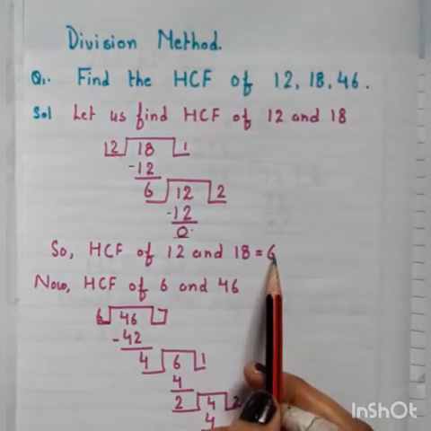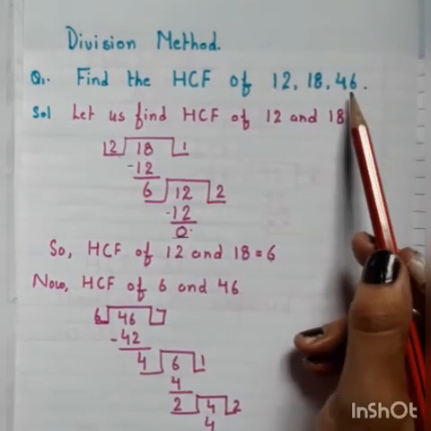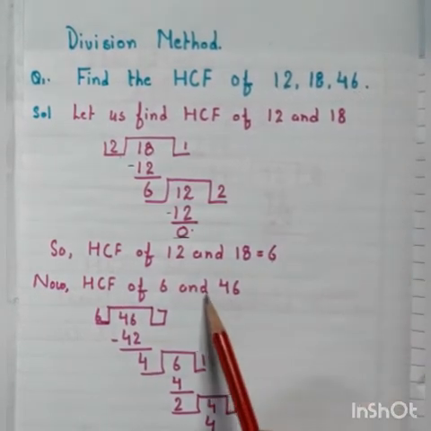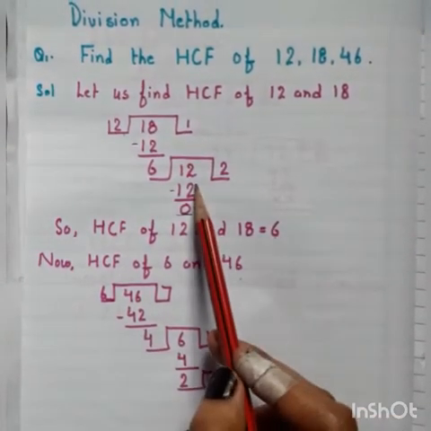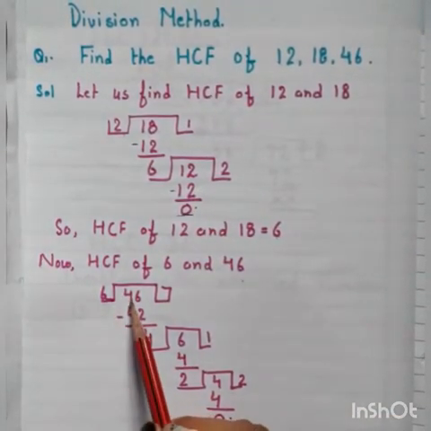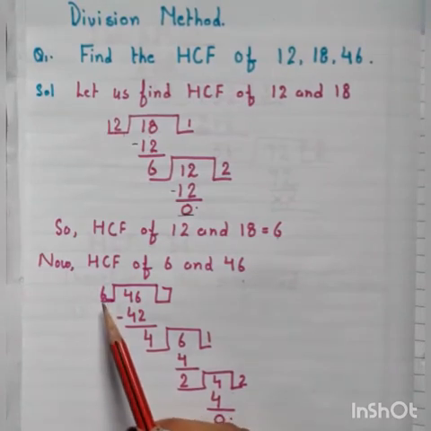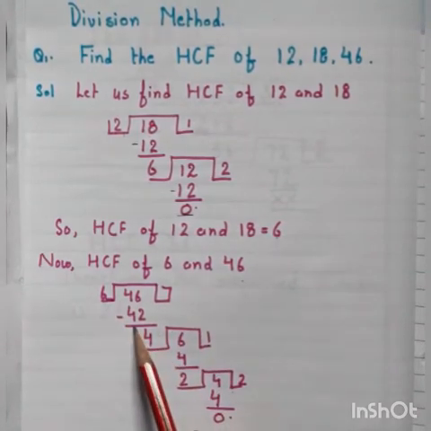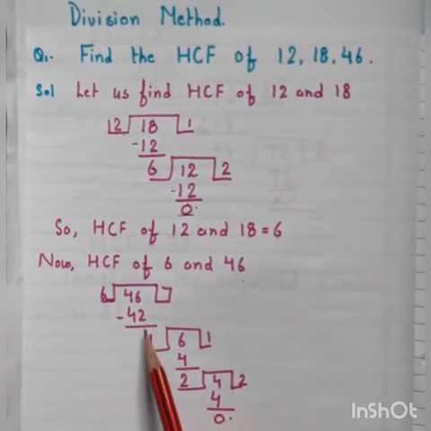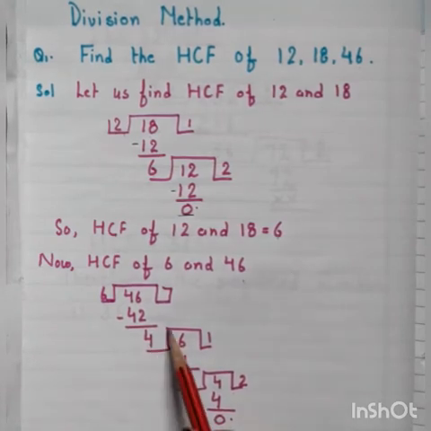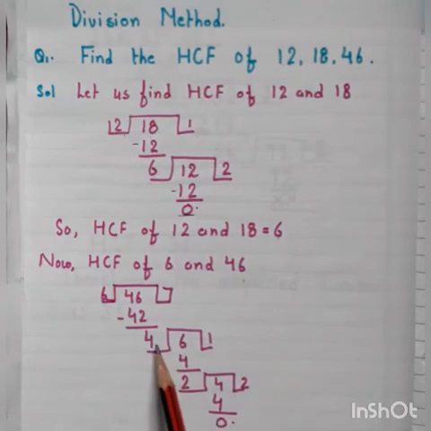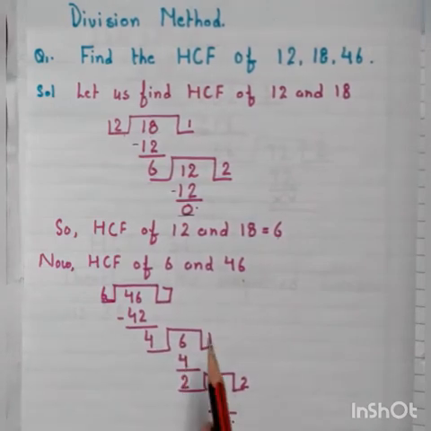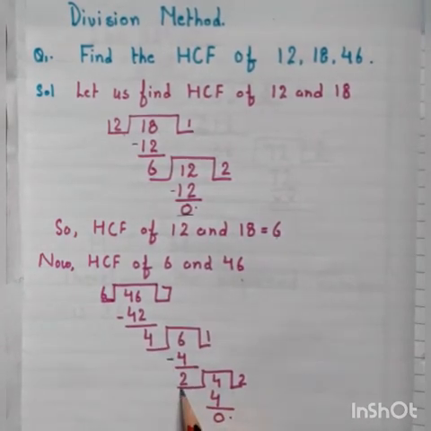Clear? Now there is one more number, 46. So you have to find the HCF of 6 and 46. Same as we did over here, write down 46 over here and 6 over here. Now 6 7s are 42. 46 minus 42 will be 4. Now again make a box, and this divisor becomes your dividend. Now 4 1s are 4. 6 minus 4 will be 2.